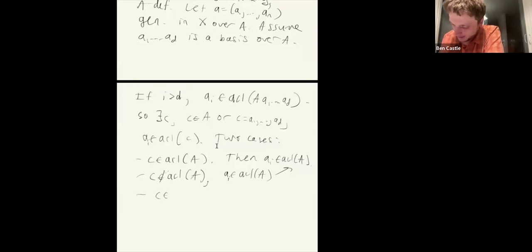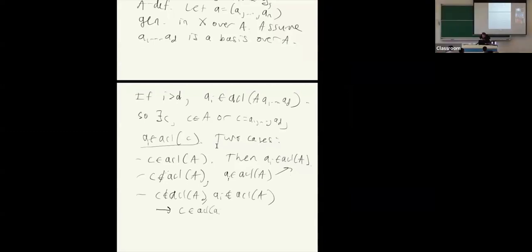And then lastly, what happens if C is not in ACL of A and neither is AI? And now we use the exchange lemma. So here we have two points, AI and C. They're both singletons. Neither one is algebraic over A. And there's a dependence between them because AI is algebraic over C. Well, then C is also going to have to be algebraic over AI. So in this case, they're inter-algebraic.